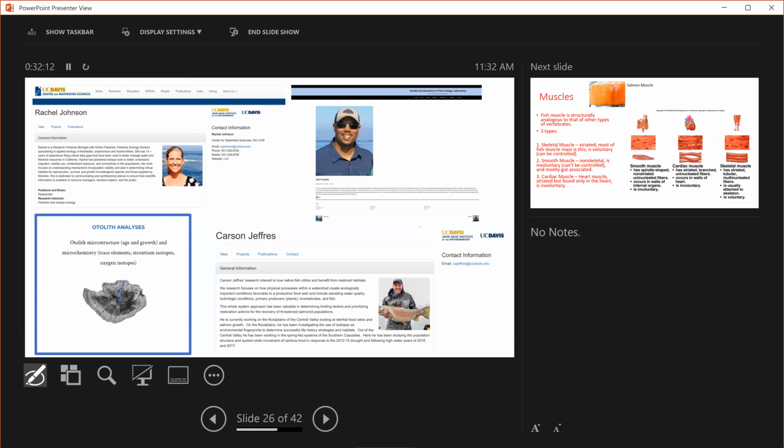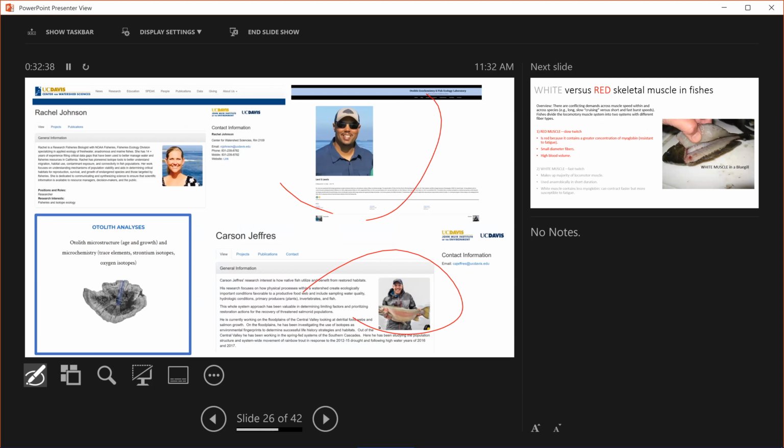Rachel Johnson, who works for National Marine Fisheries Service and has a seat at the Center for Watershed Sciences; Carson Jeffries, also Watershed Sciences; and Levi Lewis. All these people love to take student assistants, by the way. They have developed a technique where they essentially use stable isotope signatures at different points along the otolith.